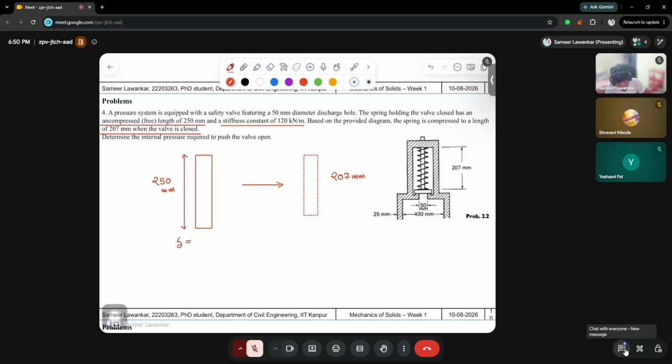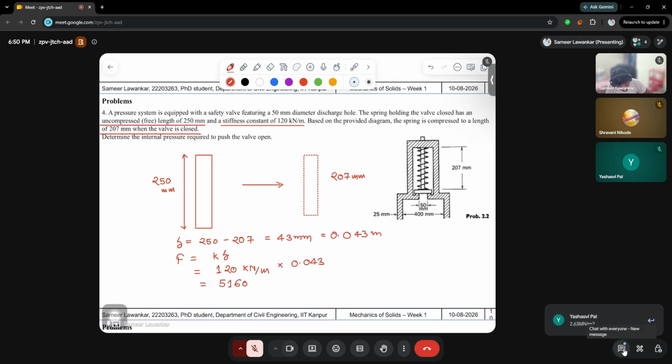So we'll just use a simple equation. First of all, what is delta? Delta is equal to 250 minus 207, so it gives you the value as 43 mm. 43 mm can also be written as 0.043 meters, right? Next is calculating the force. Force can be calculated as F equals K times delta. What is the value of K? K is 120 kilonewton per meter times 0.043, which is equal to 5160 newtons.